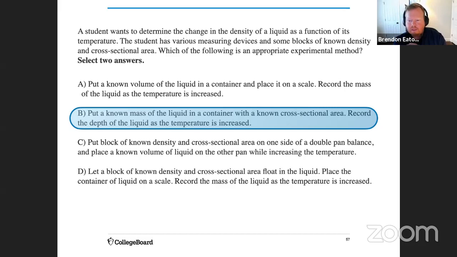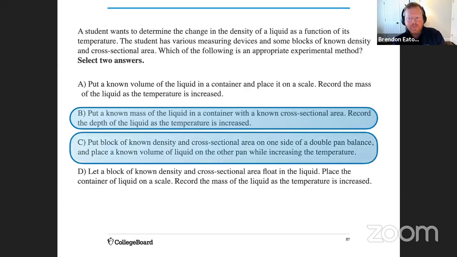Now, the second one that looks good in this case is using the double pan balance. If I put a block of known density and cross-sectional area on it, I know the density and the area, so I can find the mass of that block pretty easily. And therefore, if I have a known volume of liquid on the other side, and it's all balanced out, I know the mass of the block and the mass of the liquid are the same. And I can increase the temperature of that liquid as we're measuring it. And if the density is changing, what do you think is going to happen to that double pan balance? Remember, this thing is able to go like this. So what's going to happen if the density is changing? It would be in motion.